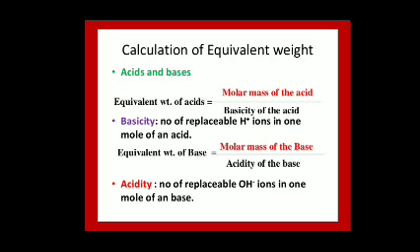What is acidity? The number of replaceable OH minus ions in 1 mole of a base. What is a base? The substance that produces OH minus ions in aqueous solution is called a base. NaOH produces OH minus ions. KOH produces OH minus ions. The number of replaceable OH minus ions in 1 mole of a base is called acidity.